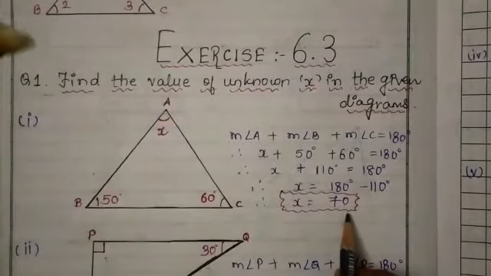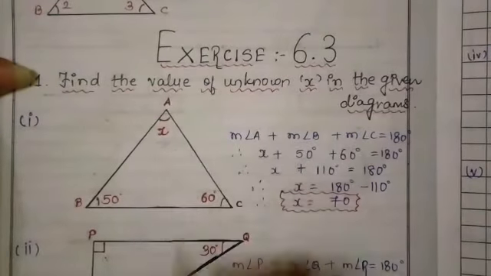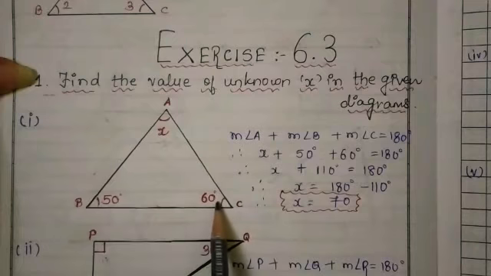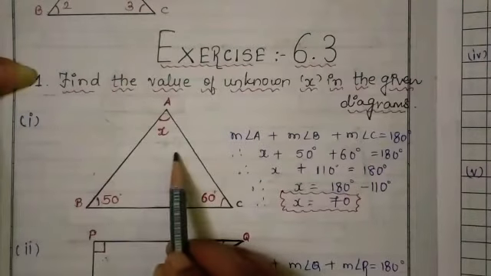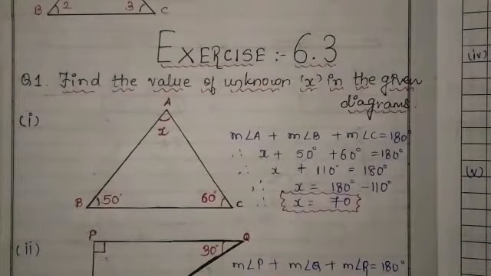For verifying your answer, you can also do this: in place of x you write 70 degrees. Now try to add these three angles. 50 and 60 is 110, and 110 and 70 will give you 180. So this way you can verify your answers also.